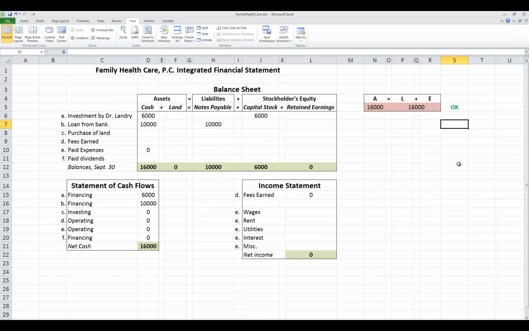Let's go ahead and talk about our next transaction. Eventually, Dr. Landry wants to build his own building for his medical practice. So he's going to buy a parcel of land, and that's going to cost $12,000. So how is this going to work? Now, he's going to have to pay $12,000 in cash, but he will receive $12,000 worth of land.